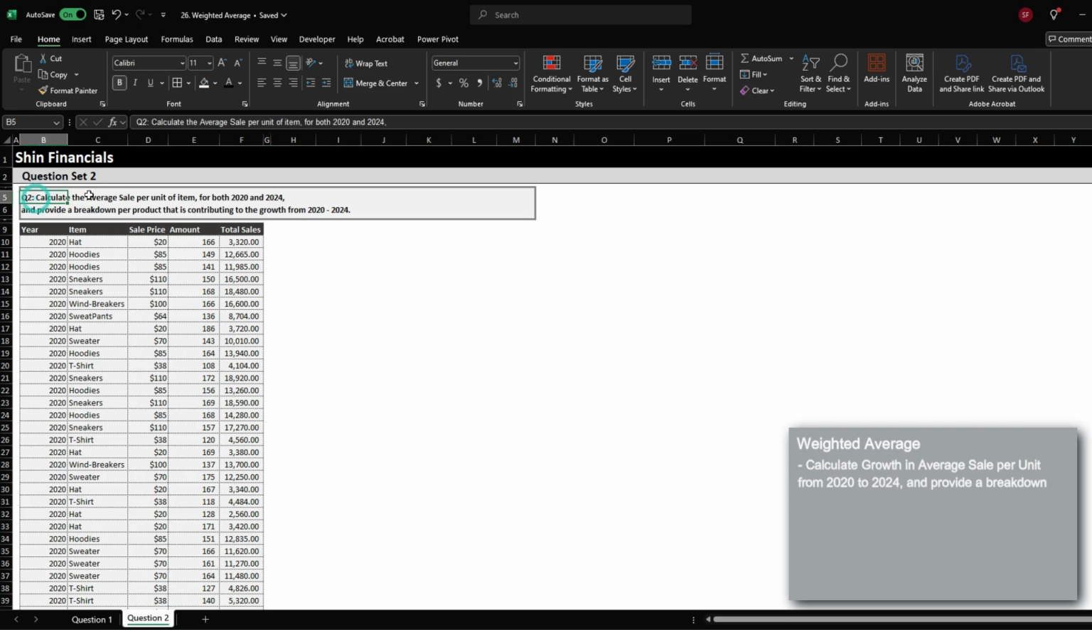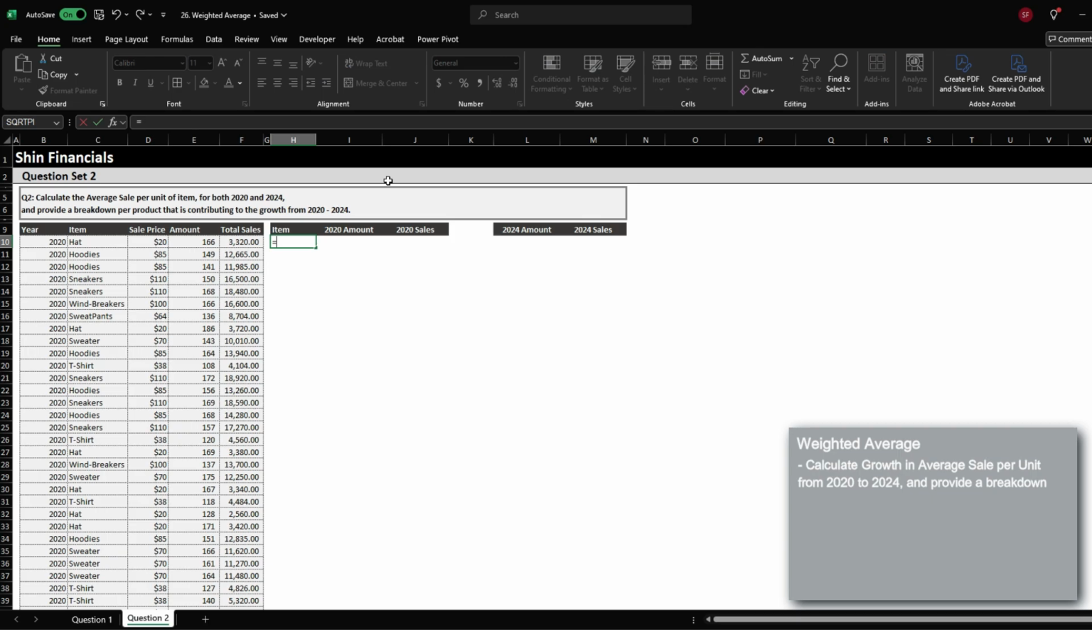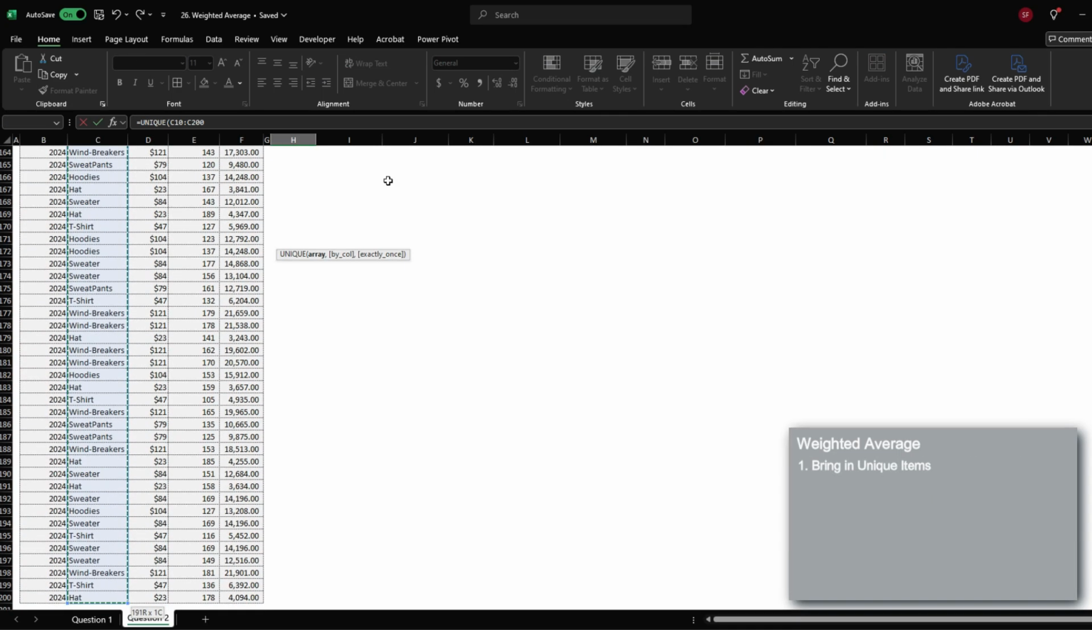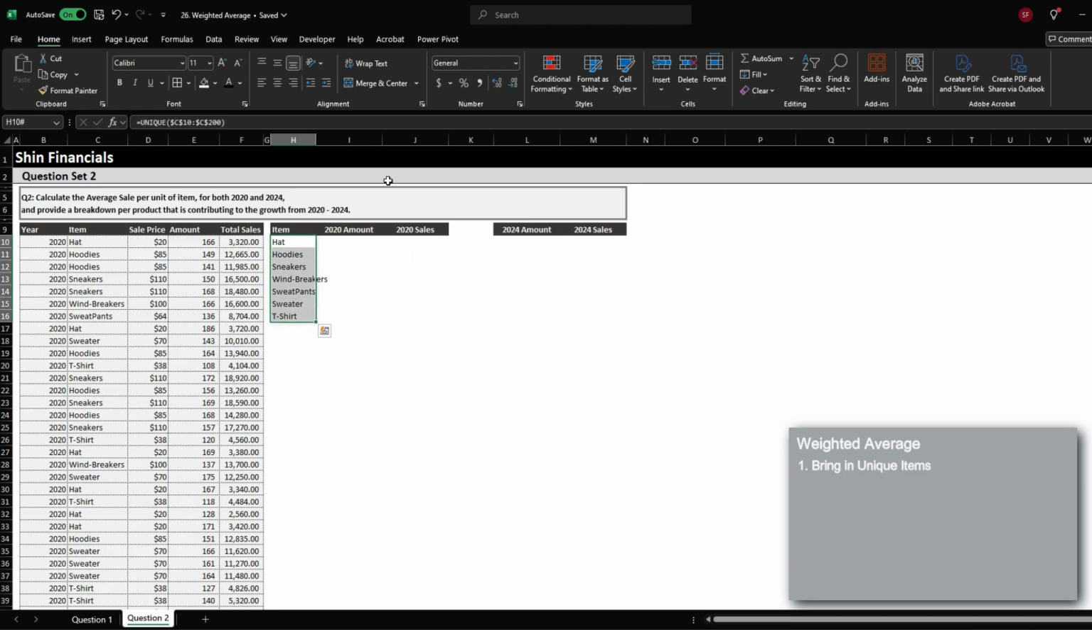We need to calculate the average sale per unit of item for both 2020 and 2024 and provide a breakdown per product that is contributing to the growth from 2020 to 2024. So the very first thing that we're going to do is just bring in the headers. This time I'm going to bring in the item by using the unique function, which is a more dynamic way of bringing in unique values.